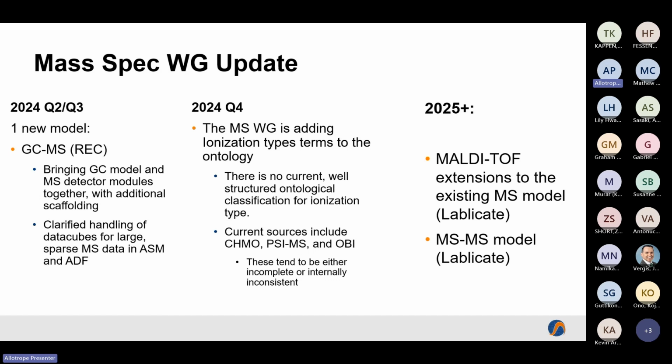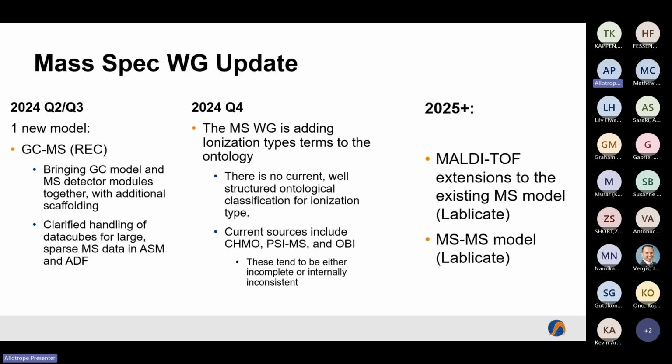We also have a way of representing that in ASM. So the group did a lot of work, and Matthias in particular did a lot of work on realizing how to implement that and the right settings, how to use the compression in order to make that work, to bring it down to a reasonable file size without killing the performance, absolutely. Currently, the group's working on ionization types.